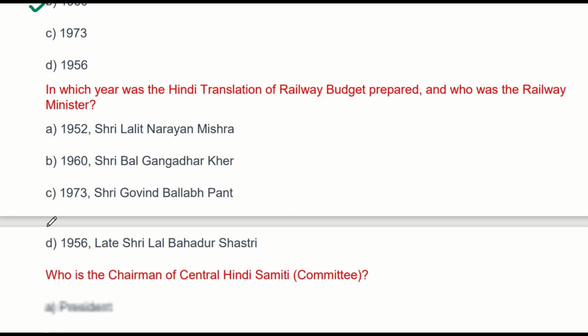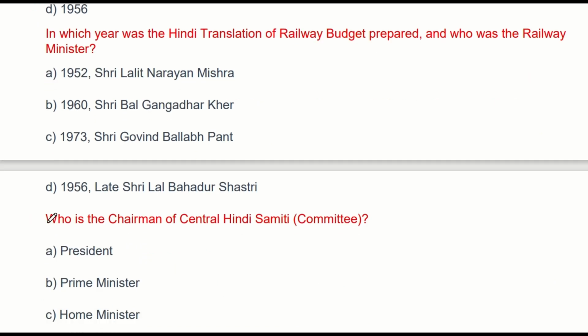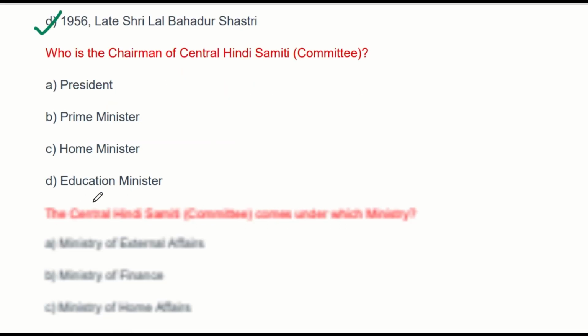1960. In which year was the Hindi translation of Railway Budget prepared, and who was the Railway Minister? A. 1952, Shri Lalit Narayan Mishra. B. 1960, Shri Bal Gangadhar Kher. C. 1973, Shri Govind Ballabh Pant. D. 1956, late Shri Lal Bahadur Shastri. And right option is option D. 1956, late Shri Lal Bahadur Shastri.